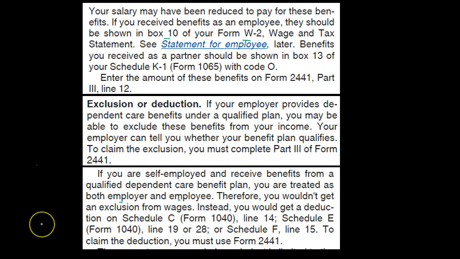Schedule E, Form 1040, line 19 or 28. Schedule E, similar situation, that's going to be for rental income. Or Schedule F, that's going to be farm income, line 15. To claim the deduction, you must use Form 2441.